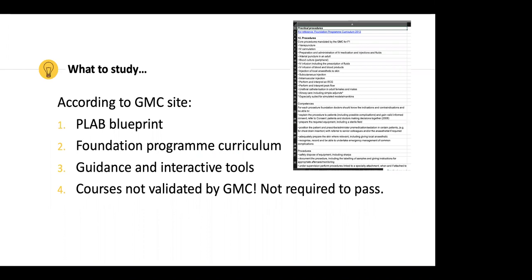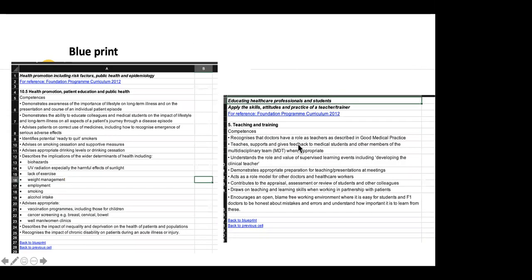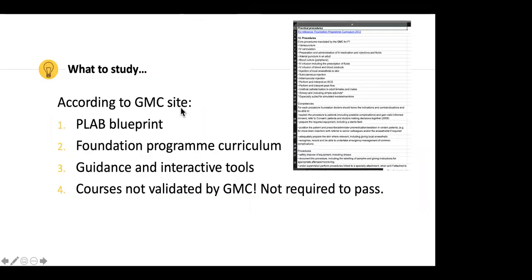So an example is here on the right-hand side of the screen. This is an example of practical procedures that are expected of you and what competencies you need and safety issues around that. You just need to remember that everything you'll be asked will be at the equivalent of a foundation year doctor. So it's nothing too stressful.